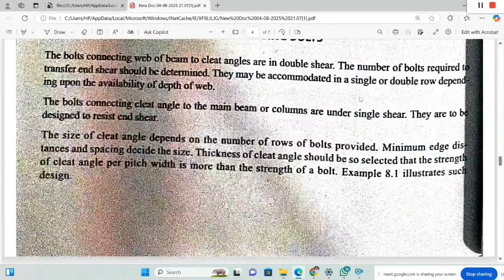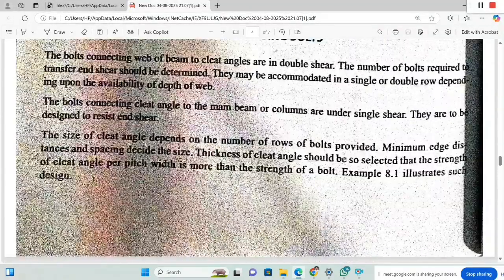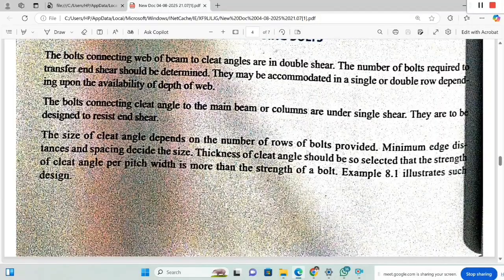We will consider also one problem. The size of the cleat angles depends on the number of rows of bolts provided, the minimum edge distance and spacing. So the size of the cleat angle also you have to design. That depends on the pitch of the bolts, the number of bolts, the minimum edge distance, and the spacing, that is the pitch, that you are going to decide. That will influence the length of the cleat angle.